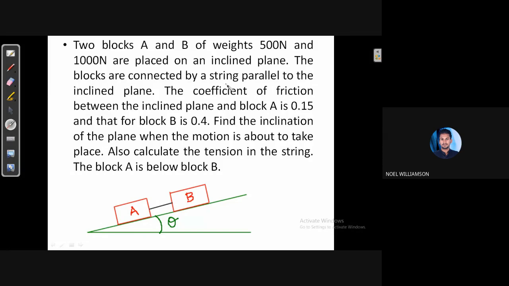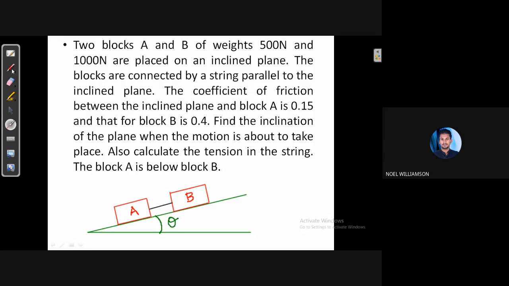Now the blocks are connected by a string parallel to the inclined plane. So these two blocks, A and B, are connected together by a string shown here, which is parallel to the plane. That means the tension acting on the string will be parallel to the plane. That is good. Okay.